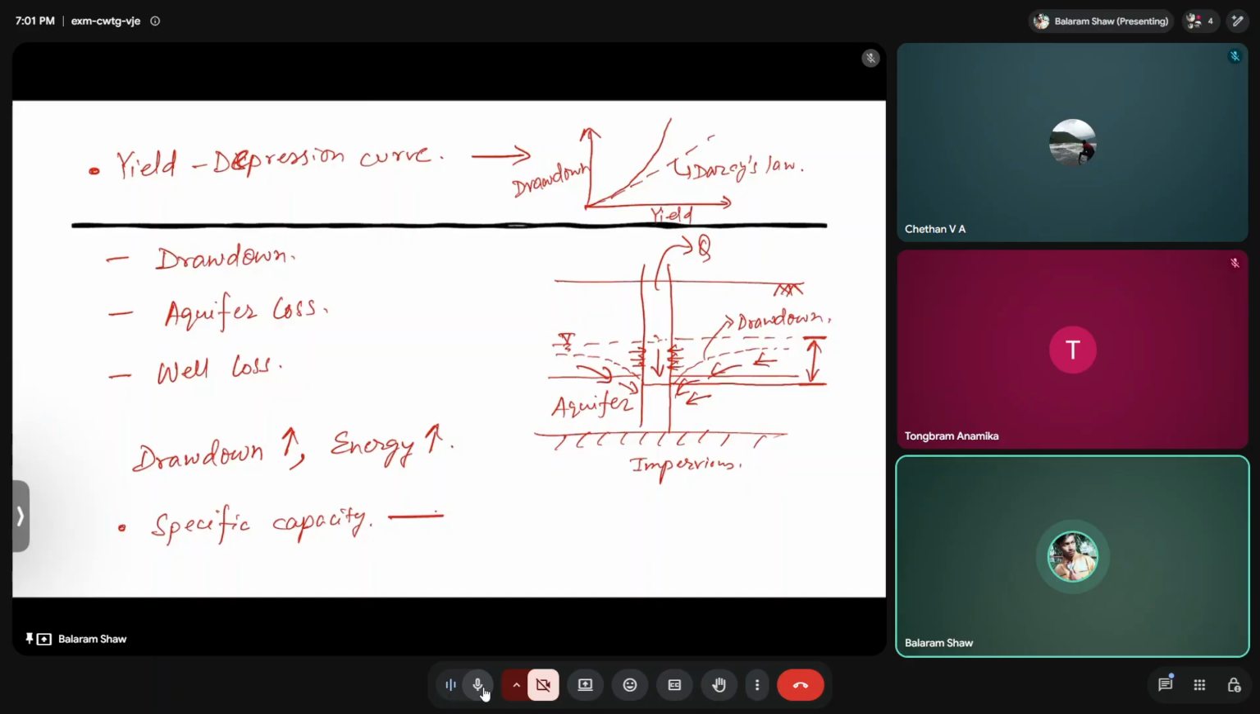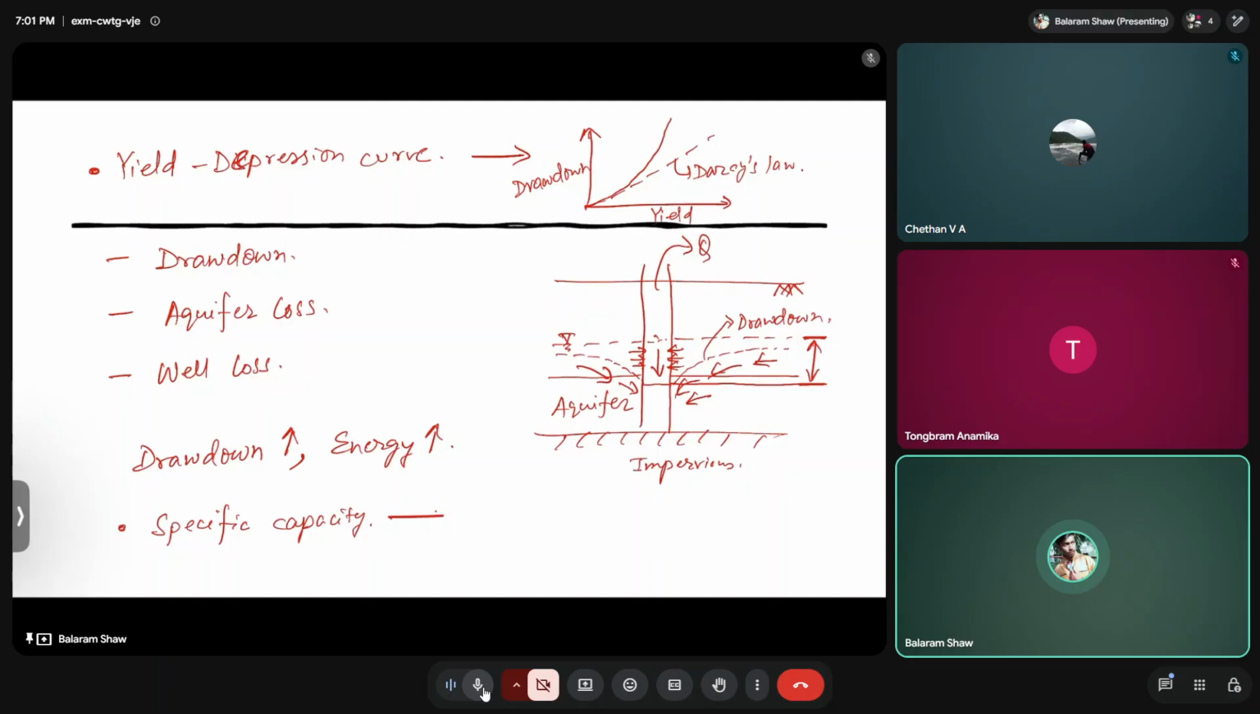Let's say in a confined aquifer, the pumping water level is above the top of the aquifer. Then what will happen? The yield drawdown curve should, in theory, in ideal condition, be a straight line, as we can see for Darcy's law. That is, flow is proportional to the hydraulic gradient. However, if you see in the natural case, the relationship is more likely to be a curve. So with this I hope you have understood everything. With that we'll move to the question.